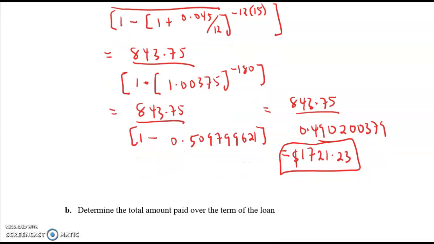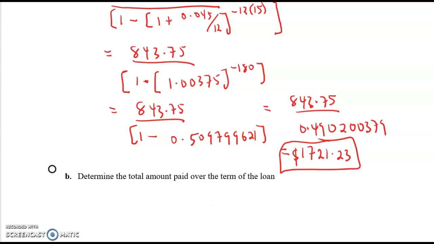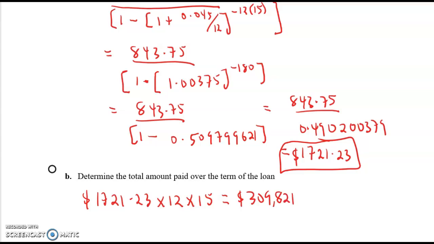Now to find the total payback, if you make this payment every month for 15 years, that is $309,81.40 cents, and this money includes interest.